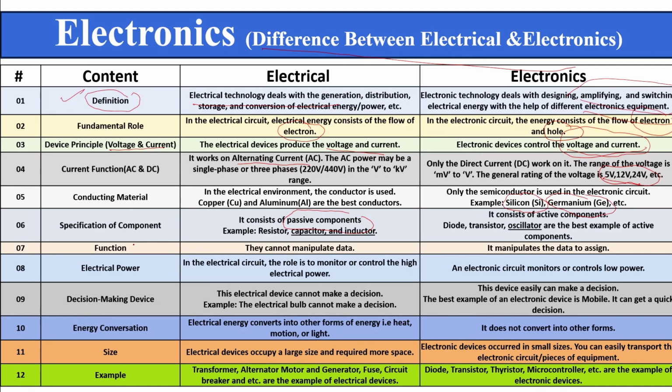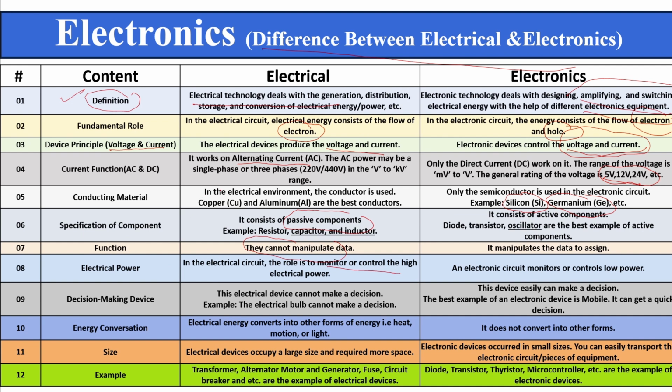Next is the function. Electrical devices cannot manipulate data, but electronic devices can manipulate data. Electrical power: in an electrical circuit, the role is to control and monitor high electrical power, but an electronic circuit monitors and controls low electrical power.